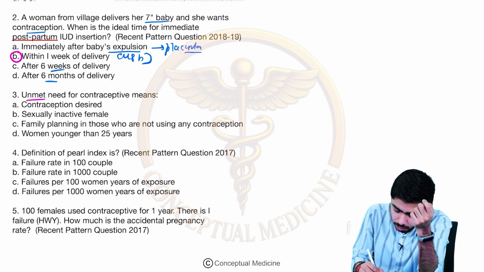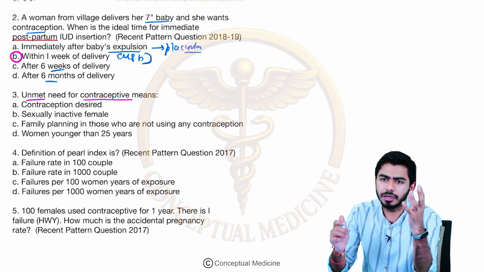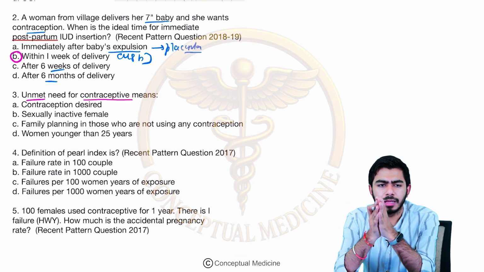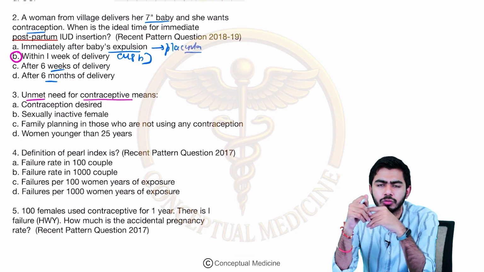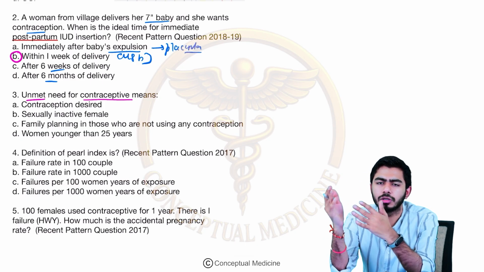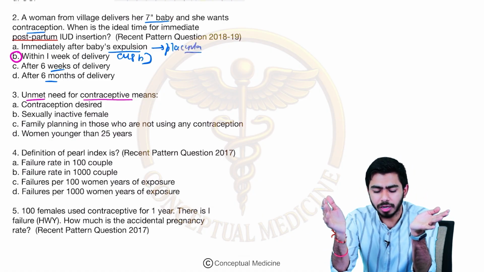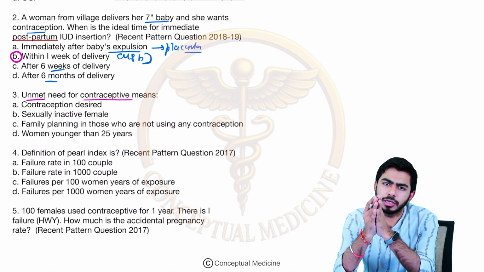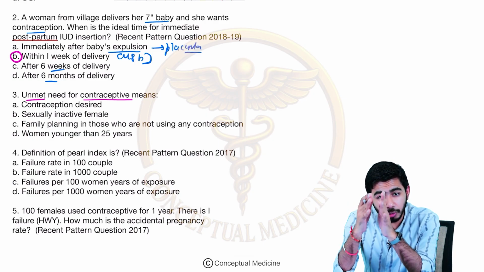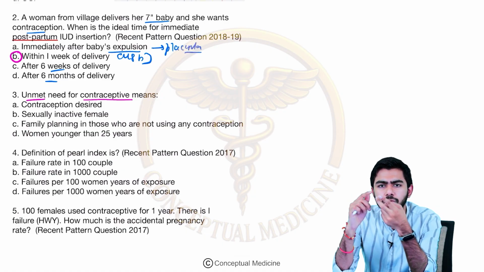Here, unmet need for contraceptives means what? Unmet need for contraception is a term used for married women who do not want to use any kind of barrier method or any kind of OCPs. These kinds of contraceptive methods they do not want to use. They come under the unmet need for contraceptives. Usually they are below or near 20 years of age.